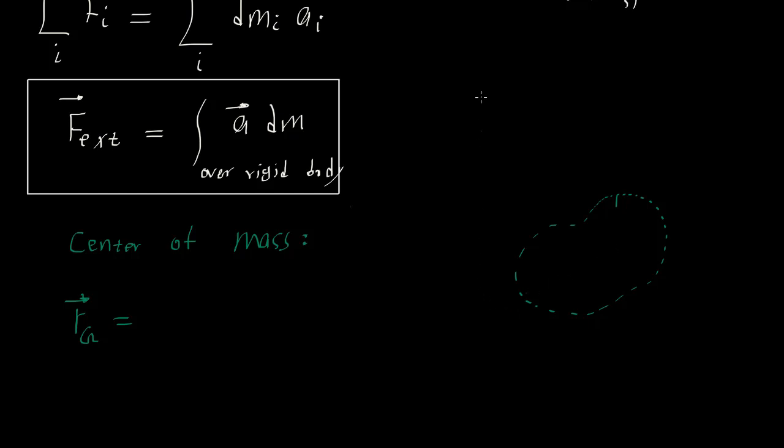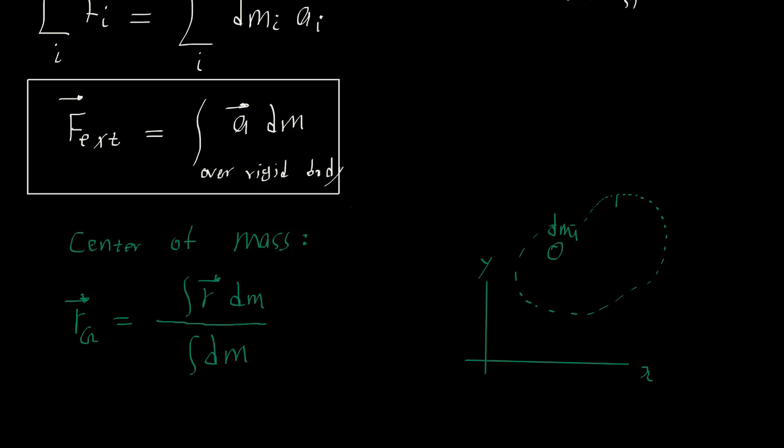So here we have an XY coordinate again. So this is X, this is Y, and the definition of the location of that point that represents the mass of this rigid body would be the average of the location of all the particles weighted by their mass. So this would be the integral of r dm over the integral of dm.